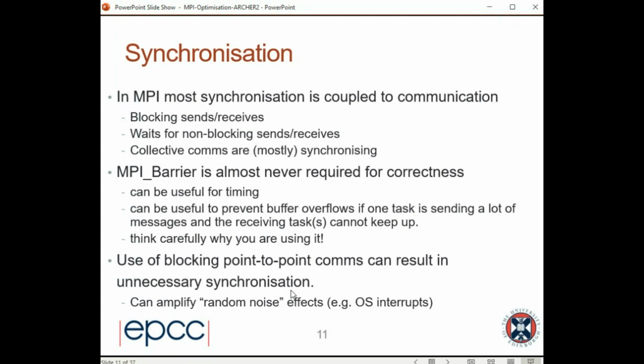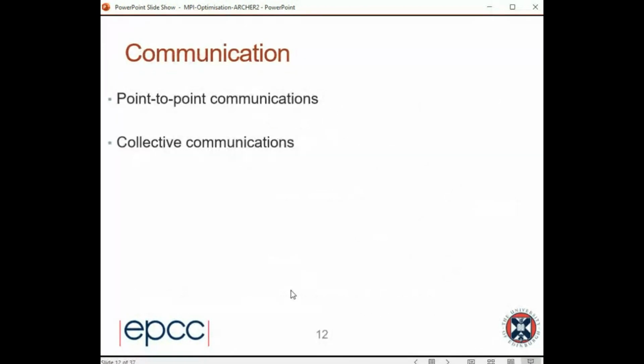So basically, synchronization, especially if the synchronization is unnecessary, can amplify random noise effects, e.g. OS interrupts. This was an effect which only became discovered when machines got very large, but you need to be aware that although you'd like to think your MPI processes are running at the same speed, they aren't necessarily doing so for a whole bunch of reasons.